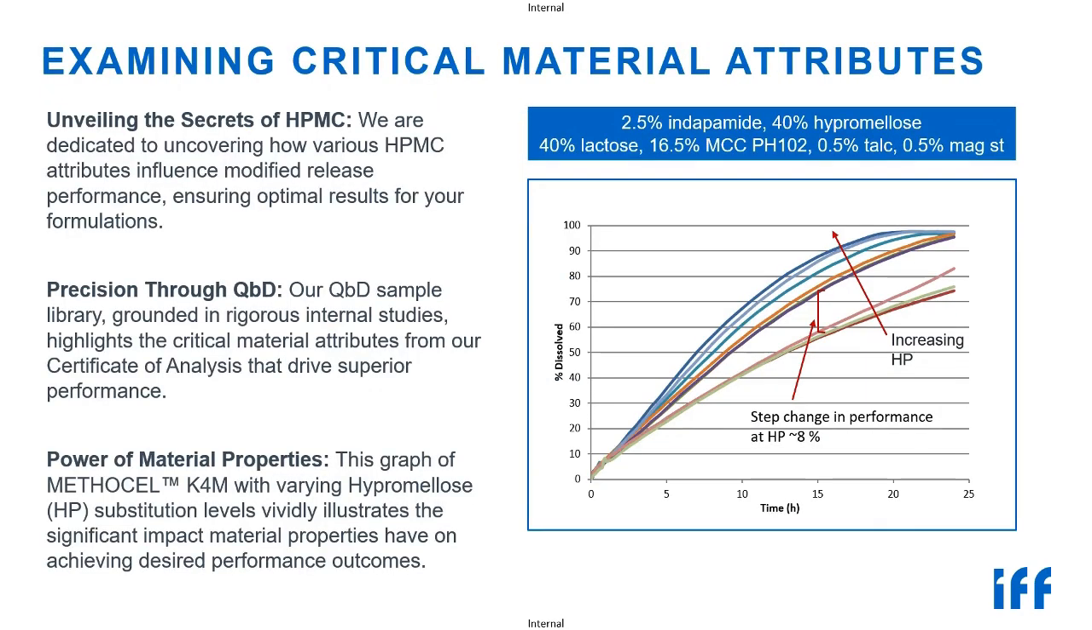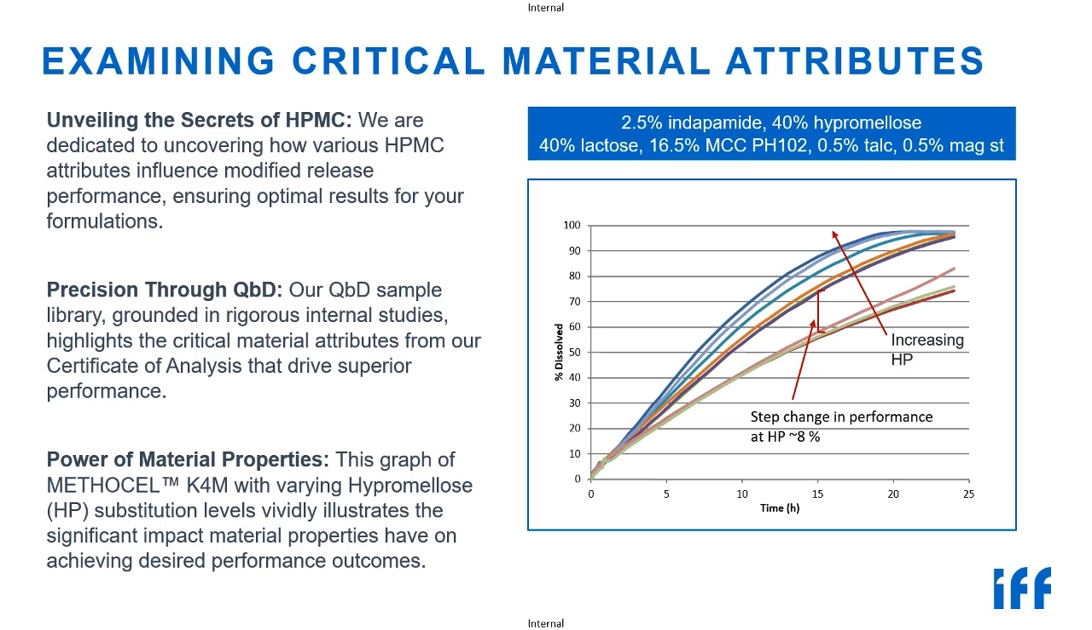Let's look at the critical material attributes a little bit further and examine their importance in drug formulation. We, as a Pharma Solutions group, have dedicated a lot of our time to understanding the HPMC attributes, which can influence the modified release performance and give us optimized results. Based on that, we developed our QbD sample library, which is grounded in our rigorous internal studies. These attributes are highlighted as critical material attributes and mentioned on the C of A.